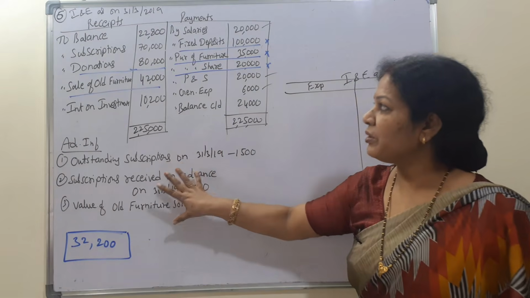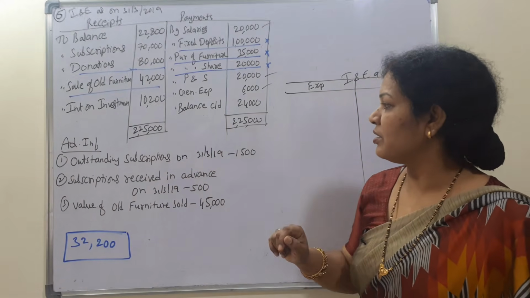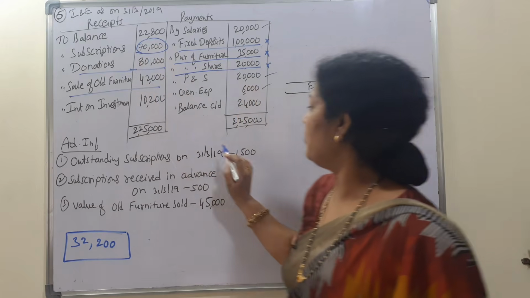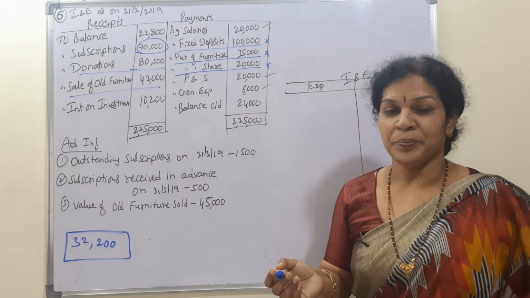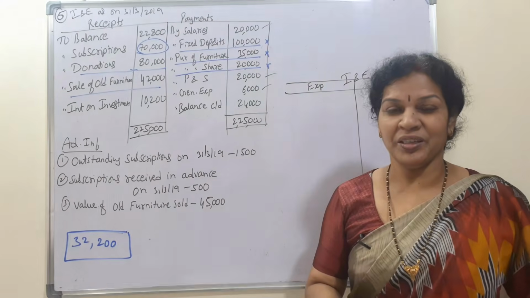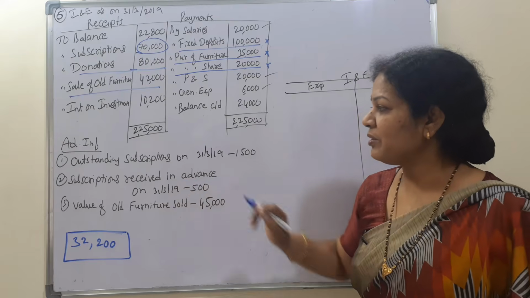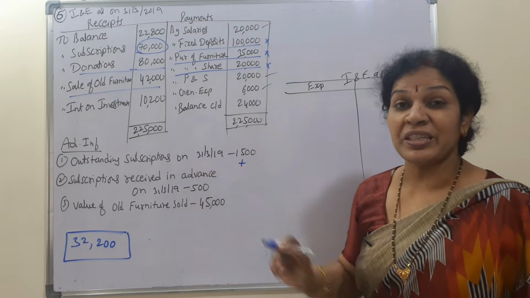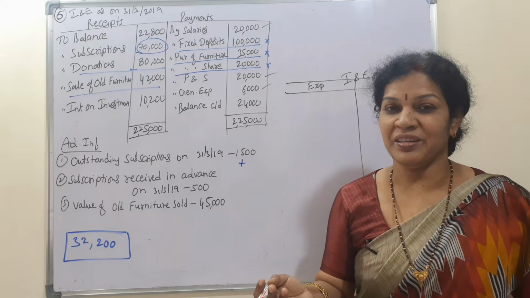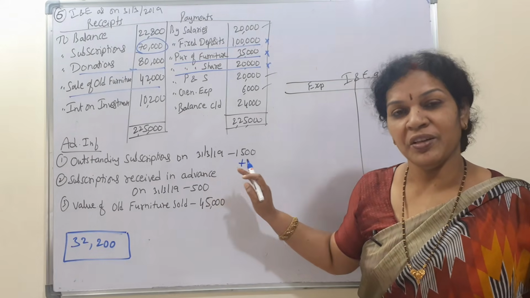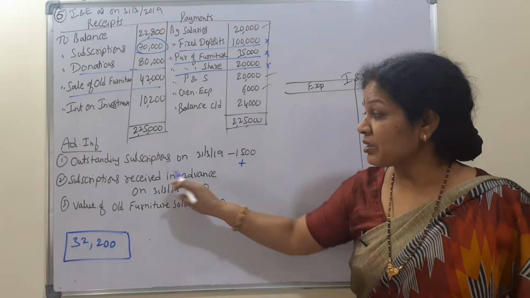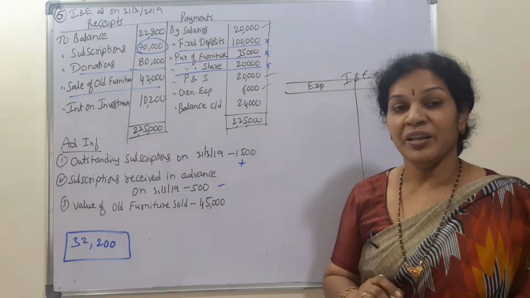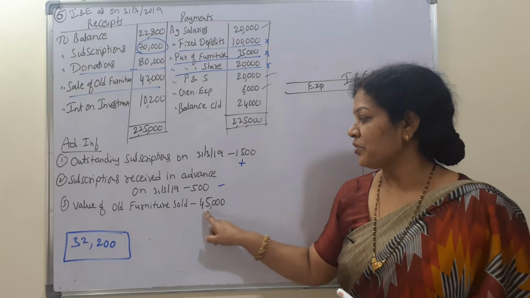Now coming to the adjustments. Outstanding subscriptions 1500, subscriptions are 70,000. To 70,000 we are going to add 1500. Outstanding, receivable. Subscriptions is income, so receivable will be added. Subscriptions received in advance, advances we don't want, so this will be deducted. And next, value of old furniture sold is 45,000.